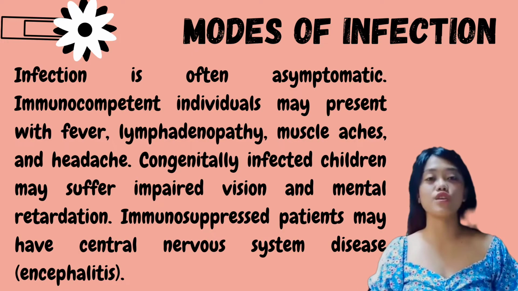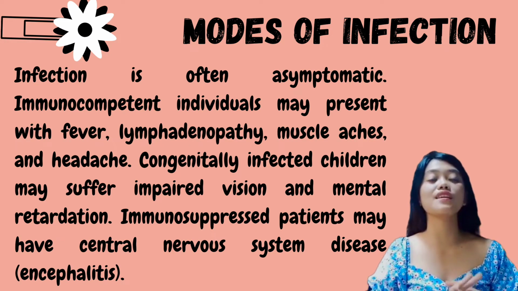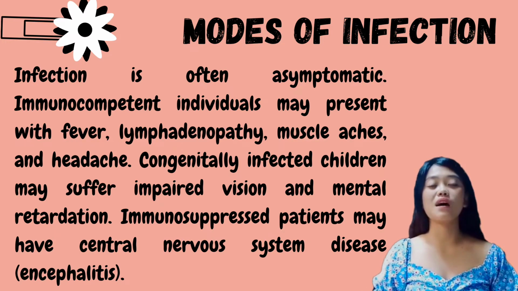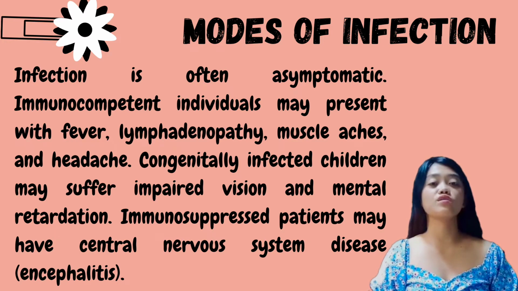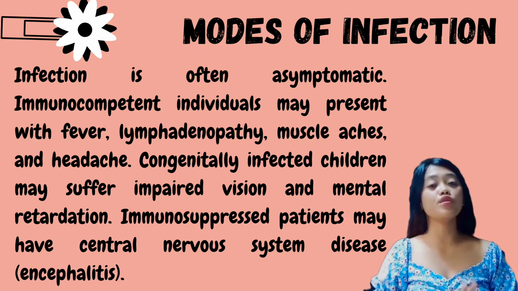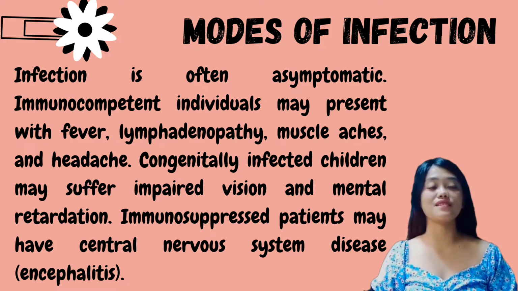Modes of infection. Infection is often asymptomatic. Immunocompetent individuals may present with fever, lymphadenopathy, muscle aches, and headaches. Congenitally infected children may suffer impaired vision and mental retardation. Immunosuppressed patients have several nervous system diseases.